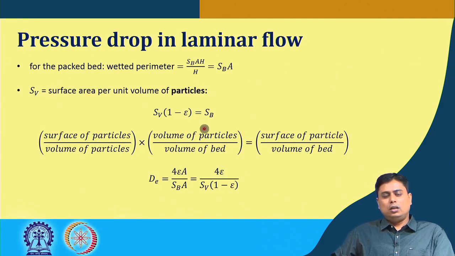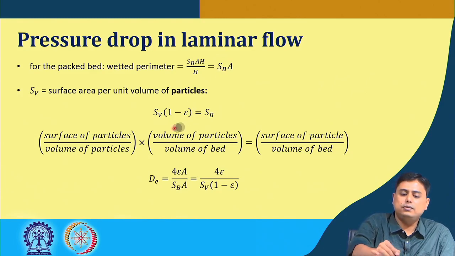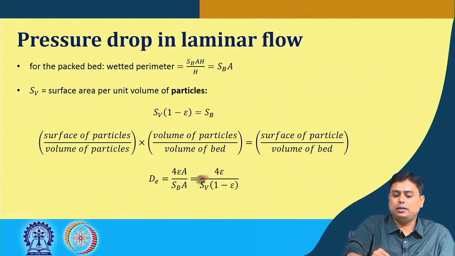Okay. The reason we are doing this is to calculate the equivalent diameter, okay, or the hydraulic diameter. Now, the hydraulic diameter, again we go back to that previous expression, that is 4 multiplied by the wetted cross section divided by the wetted perimeter. So, 4 multiplied by the wetted cross section is epsilon A, so 4 epsilon A divided by this S B A, where S B is nothing but S V multiplied by 1 minus epsilon.